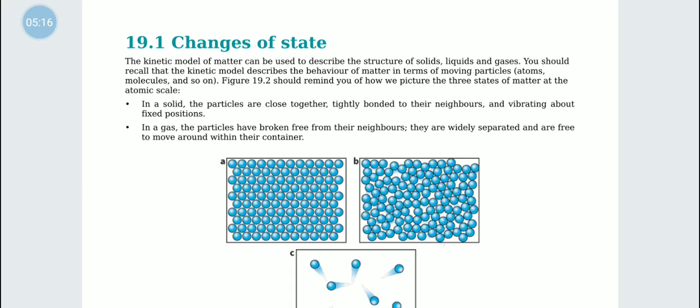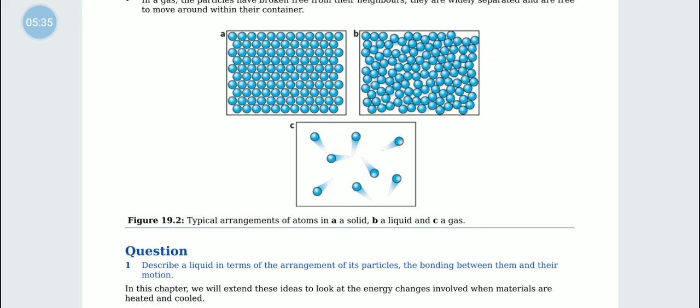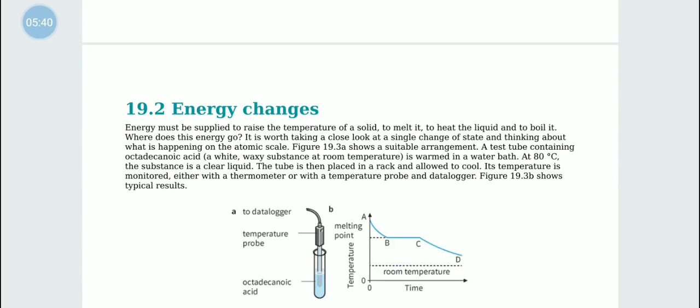In a liquid, the particles have not completely broken free from their neighbors. There are some attractions, but they are somewhat separated and are free to move around within a fixed volume, but they are not able to move everywhere. And also they are not arranged in a specific order. They still have the ability of moving around.